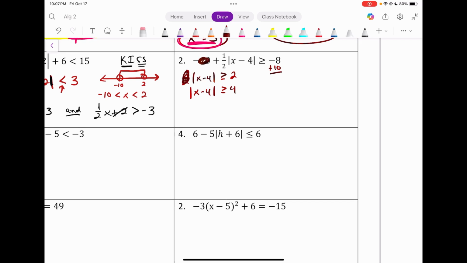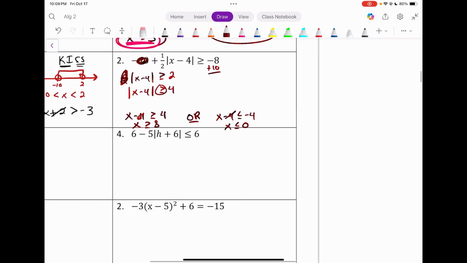Next up, I've got to split this thing. Since it's greater, I'm going to write it as an or statement. Also, I'm going to do keep it, switch, which means step number 1, I'm keeping everything the same. Step number 2, when I rewrite the second one, I'm going to switch and switch. Solve each of them. Move the 4 over by adding. That gives me x is greater than or equal to 8. Move the 4 over by adding gives me x is less than or equal to 0. So either x is bigger than 8 or x is smaller than 0.